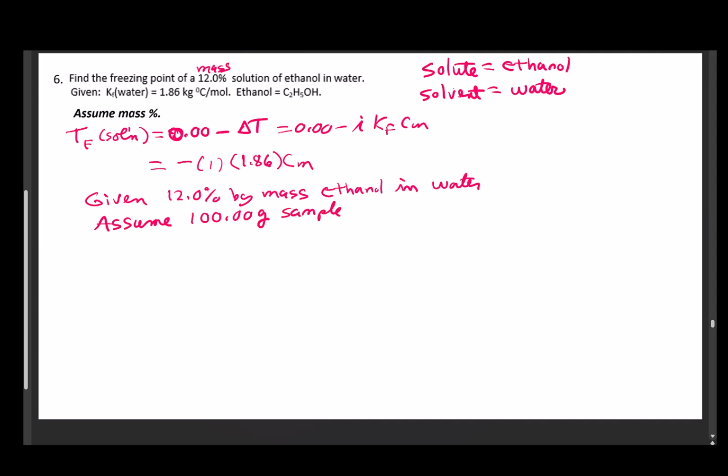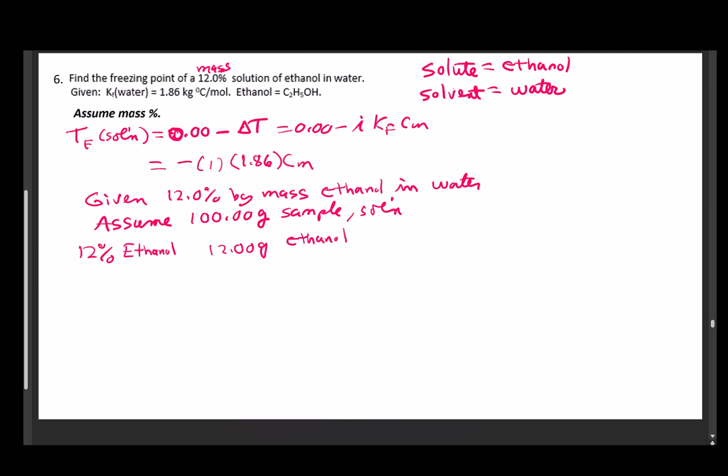Assume that we have 100 grams of solution, okay? So if we have 100 grams of solution, and it's 12% by mass ethanol, then in 100 grams, wouldn't we have 12 grams of ethanol? You do the multiplication, 12% or 0.12 times 100 is 12.